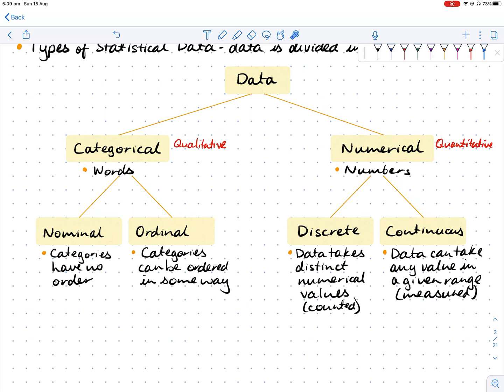So these are really important categories. Again, you will see this sort of stuff quite a lot from here and also into senior studies. It's important that you know what each of those terms mean.